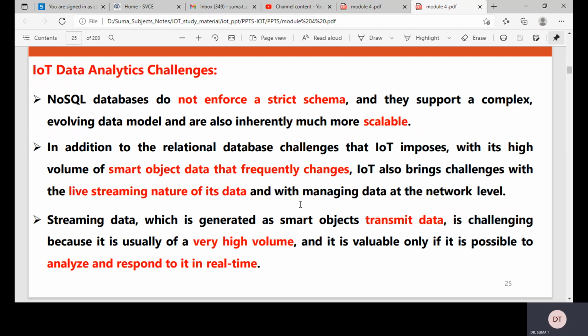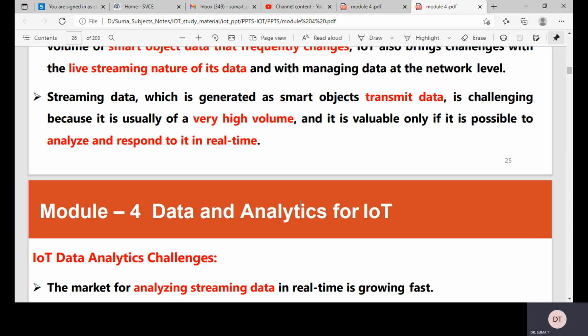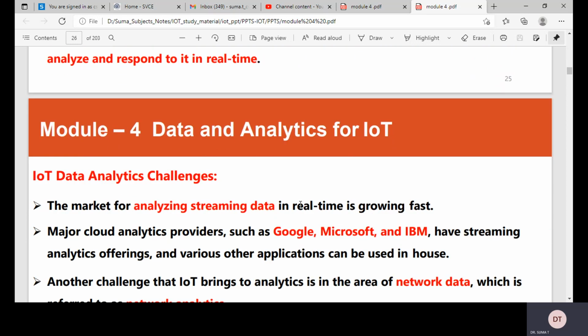Streaming data, which is generated as smart objects transmit data, is challenging because it is usually very high volume. The data we receive is valuable only if it is possible to analyze and respond to it in real time. So we have to do that analysis in real time itself.